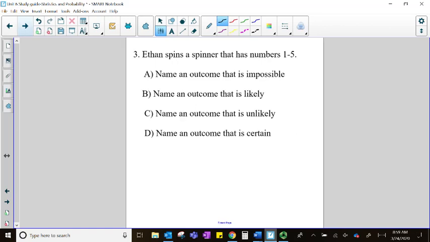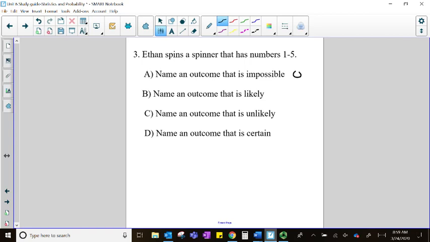Number 3, Ethan spins a spinner that has numbers 1 through 5, and we have several things we're going to do here. Name an outcome that is impossible. If it can only land on 1, 2, 3, 4, and 5, then landing on 0 is impossible. So is landing on 6 or 10 or anything else you want to put.